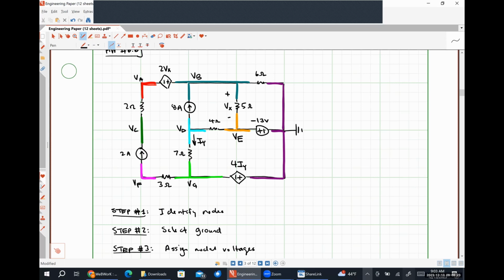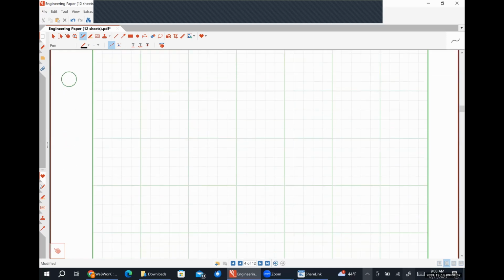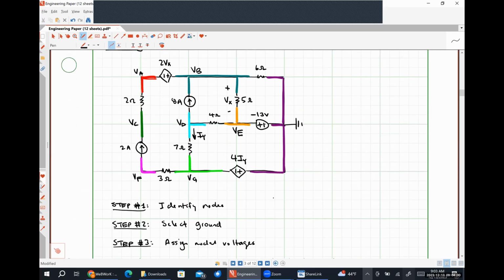Okay, good deal. All right, now we are going to go to step 4, which is to express our controlling variables in terms of nodal voltages. We have 2 controlling variables in this circuit. I think I scrolled way too far. So let's start with the voltage Vx.